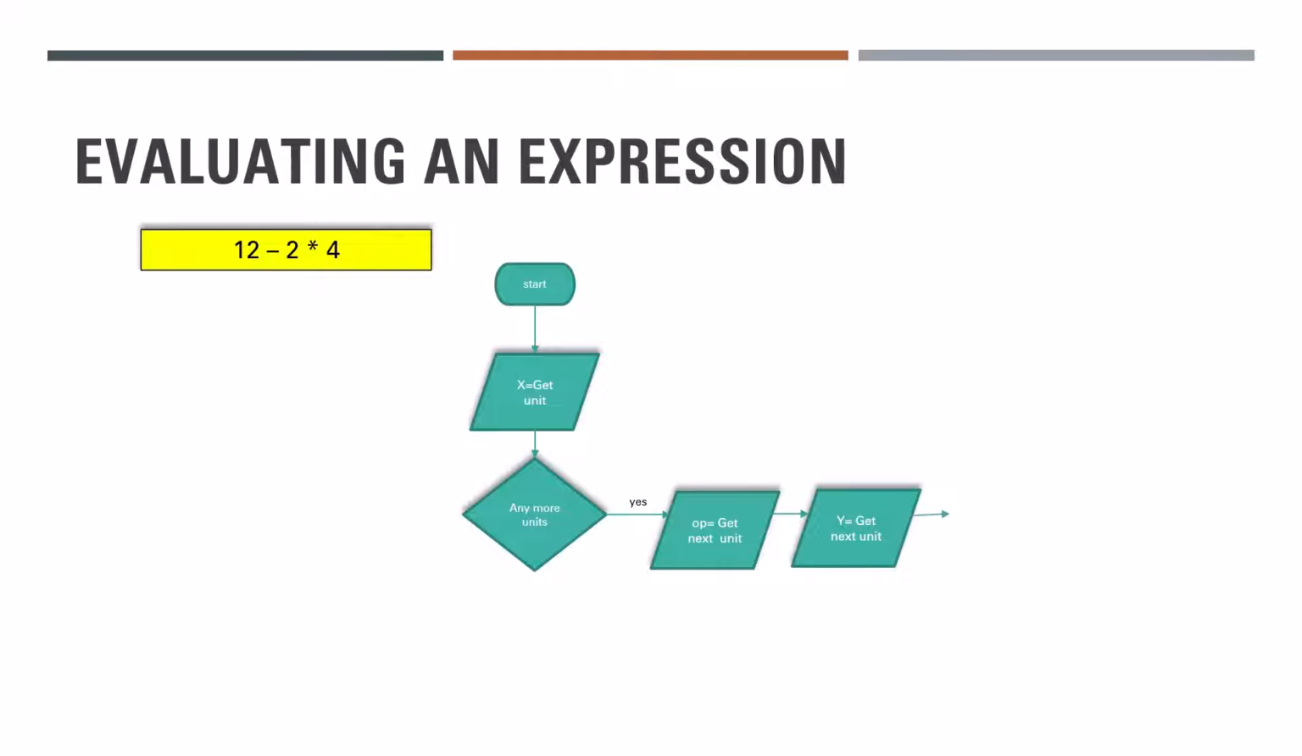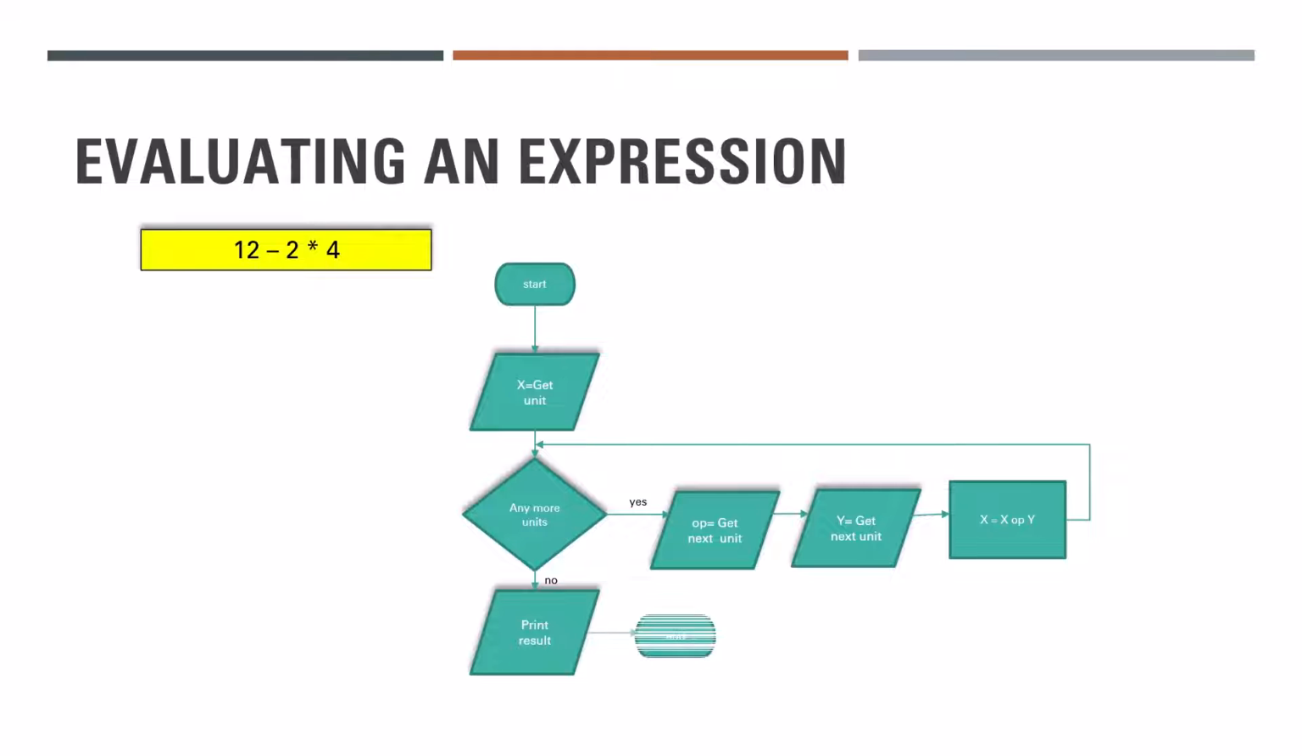We perform the operation, and then we ask, are there any more units? In this case, there are. And so we get the next unit, which is the multiplication operator. We get the number 4, and we do the operation. At the end of this, x is going to contain some value. Now there are no more units, so any more units will yield no. And we'll print the result and end the process. But have we got the right result?